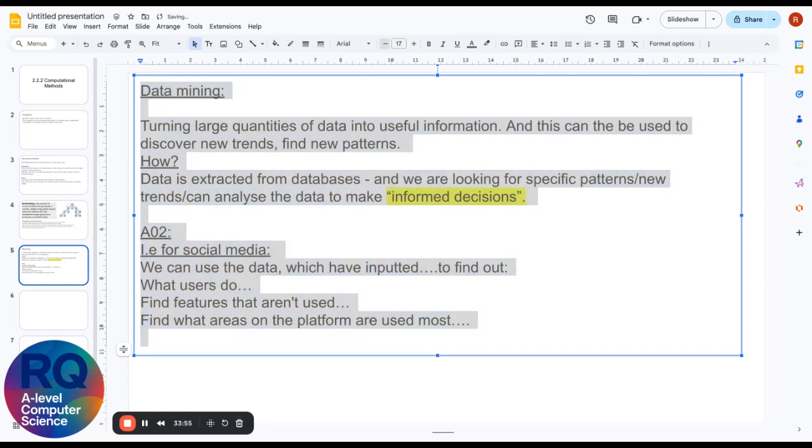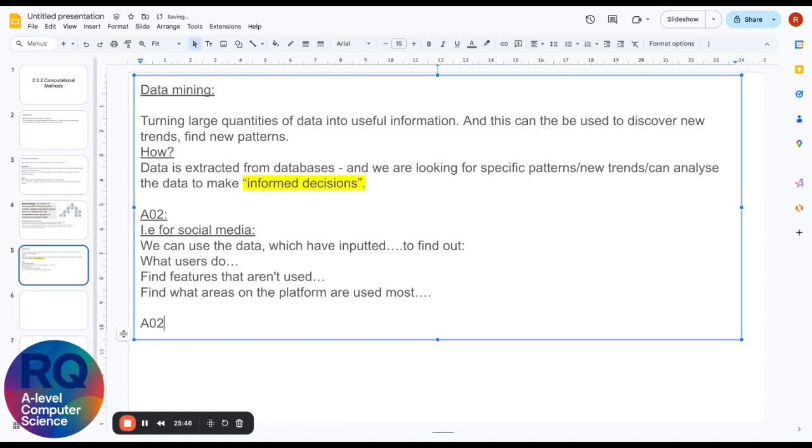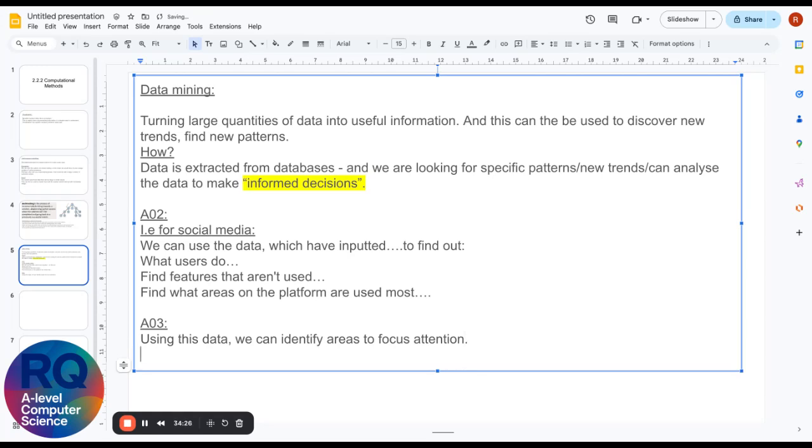go on to the AO3 point, which would be how we use this data. So using this data, we can identify areas to focus attention on. So from a developer standpoint, you would use this data to figure out where you would focus the most of your attention on. And as a result, a consequence of that is that we can save money and time.